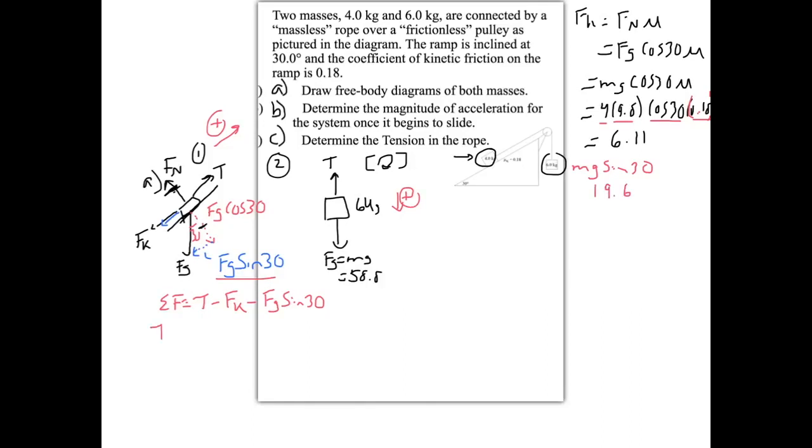So now our sum of our forces is going to be T minus 6.11 minus 19.6. And that's going to equal m, which is in this case 4, times acceleration. Now we can simplify this. 6.11 and 19.6 give us 25.7 and 4a. And isolating for T, we get T equals 4a plus 25.7. The second equation here is a little simpler. Sum of our forces, ma, we know Fg is bigger, so we're going to say 58.8 minus T equals 6a.